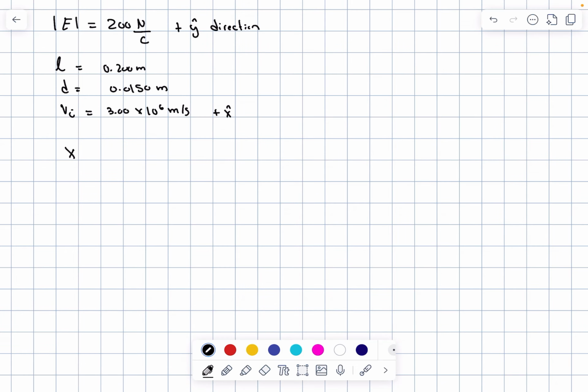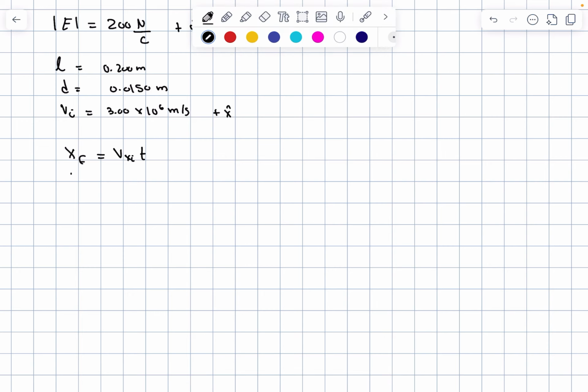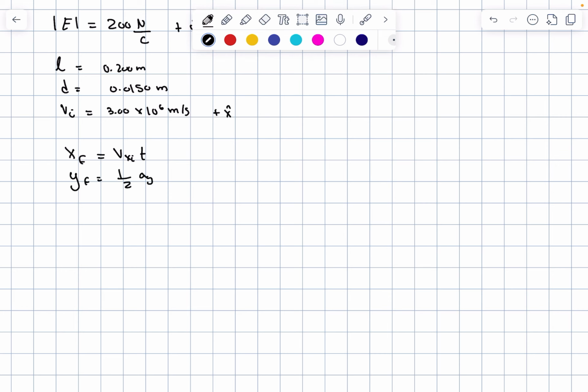I know some of my kinematic equations, like this one. X final is equal to Vxi times t. And I know that y final is going to be equal to 1/2 ay t squared. So here I should clarify that this is true because I know that x initial is equal to y initial, and these are all 0. I start at position 0, 0, so I can say this.